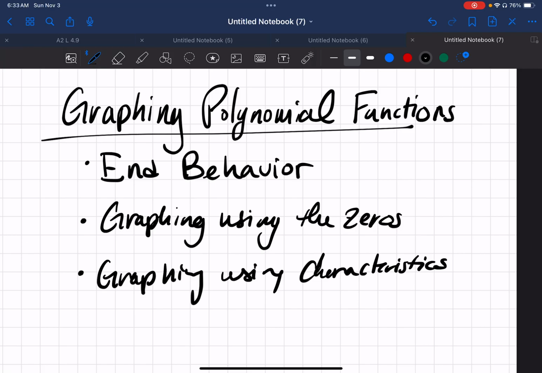Okay, in this lesson we're going to talk about graphing polynomial functions. Specifically, we're going to talk about end behavior based off of degrees and leading coefficients. We're going to talk about graphing using the zeros, and we're going to talk about graphing using characteristics.